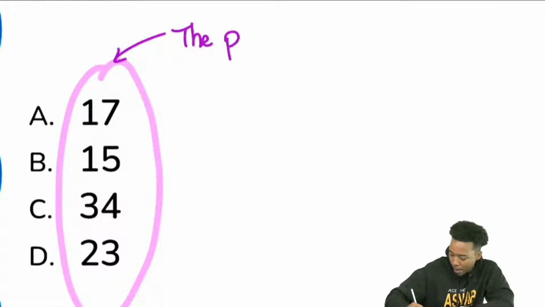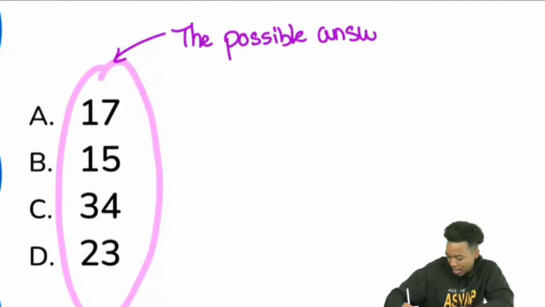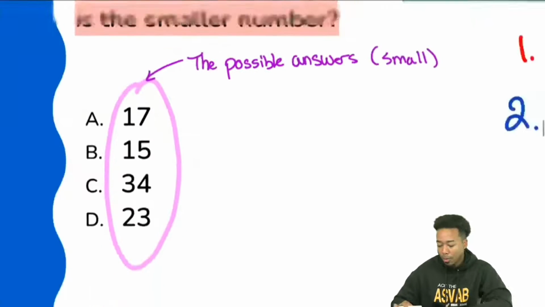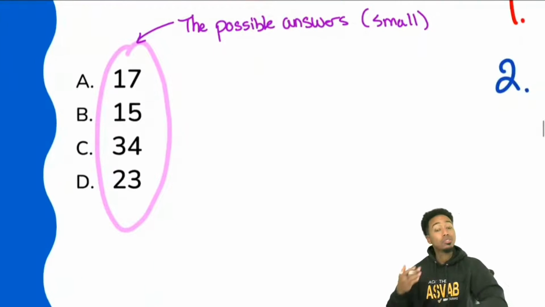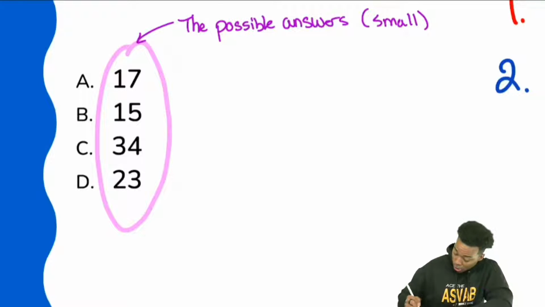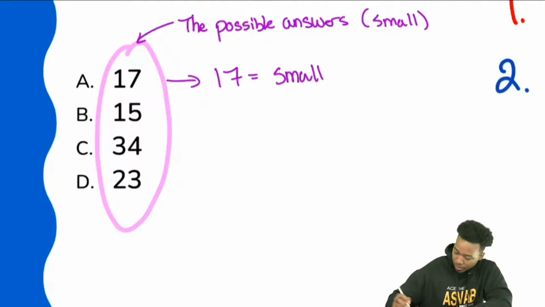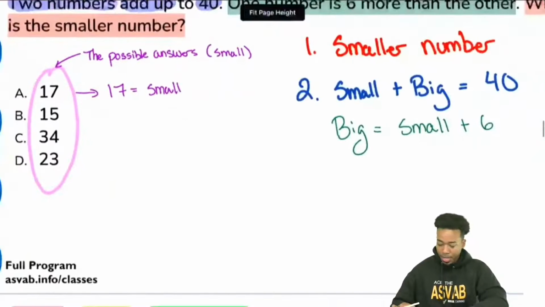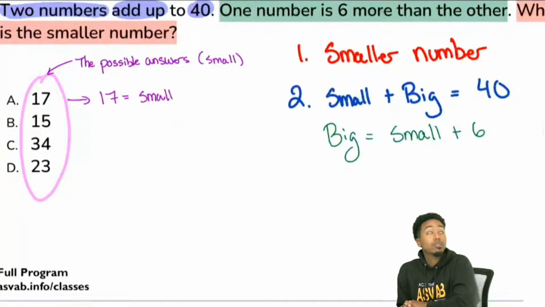So these are the possible answers. And again, these are the small numbers. So what am I going to do with that? I'm going to test and see, hey, if my small number is 17, let's try this one out. If 17 is the small number, just take a look at the information you have. The small number plus the big number equals 40. And the big number is 6 more than the small number.